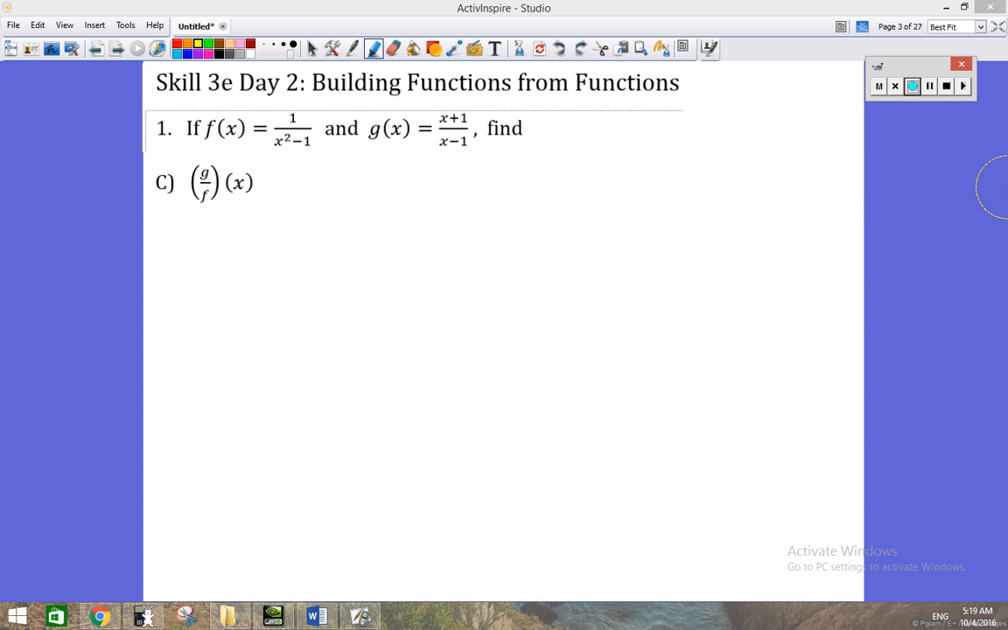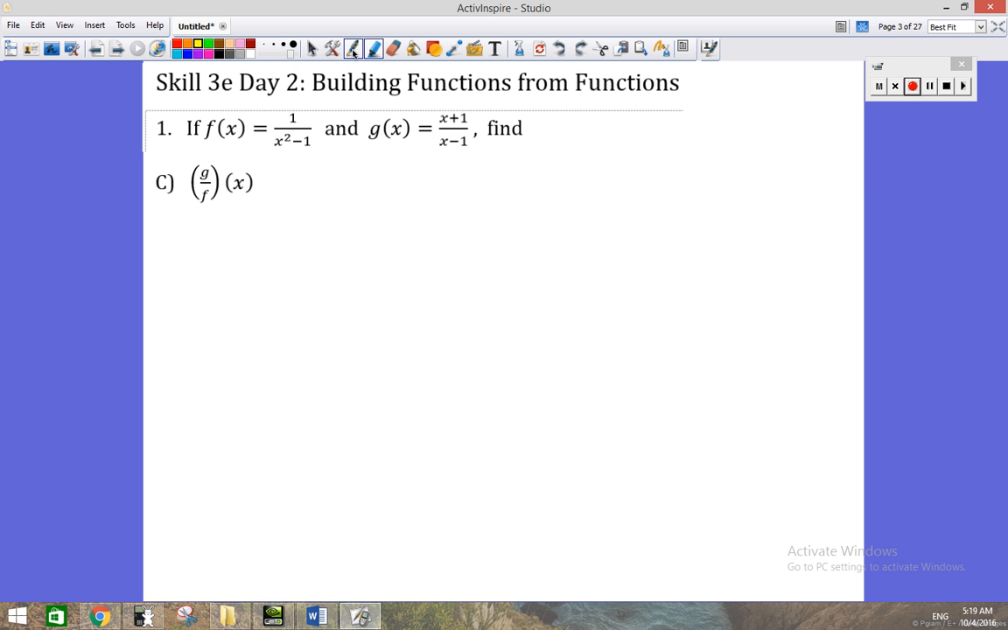Alright, so let's take a look at part C of our problem number 1. We've been working with the same two functions in parts A, B, and C. And this time it's another division problem. However, instead of f over g, it's g over f.